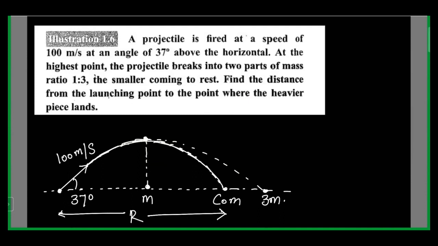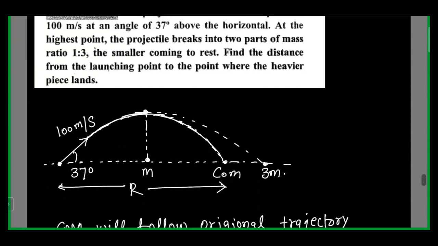There is a body which is projected with a speed of 100 meters per second in motion in 2 dimensions. We discussed in detail how we study motion in 2 dimensions, the motion of a projectile. So what I want to teach you right now is there is a bomb which is projected with 100 meters per second at an angle of 37 degrees precisely. And when it reaches the top point, it explodes into 2 parts.